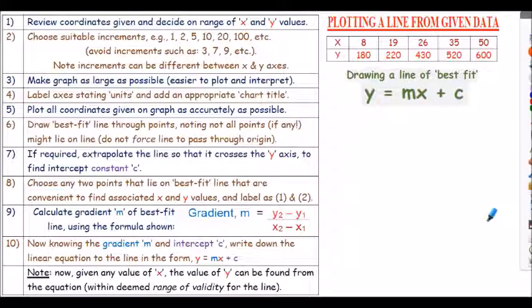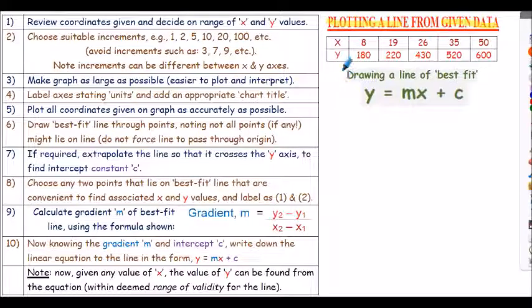In the earlier part of this presentation, we were given the equation to a line in the form of y equals mx plus c, and a range of x values, and from that we could work out the associated y values and plot the line on a graph. What we're going to look at here is plotting a line, but this time from given data.